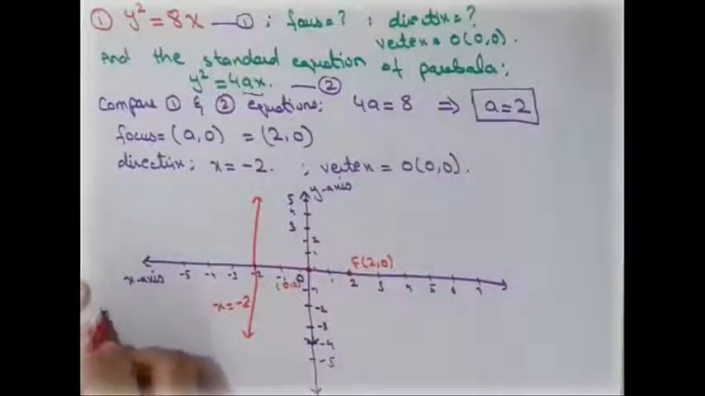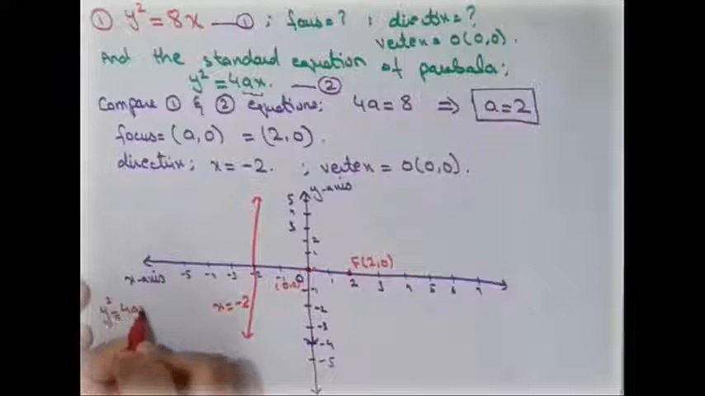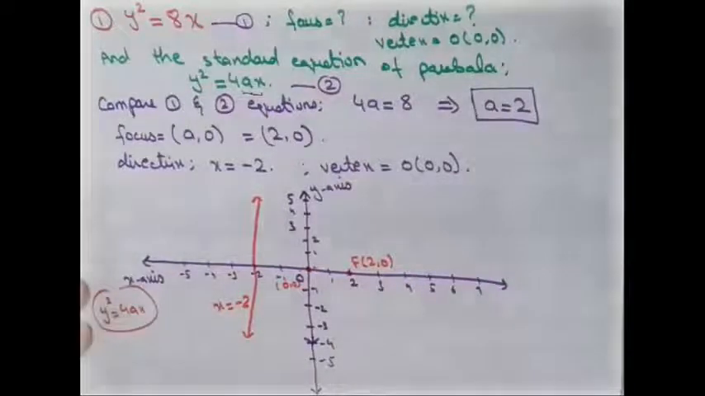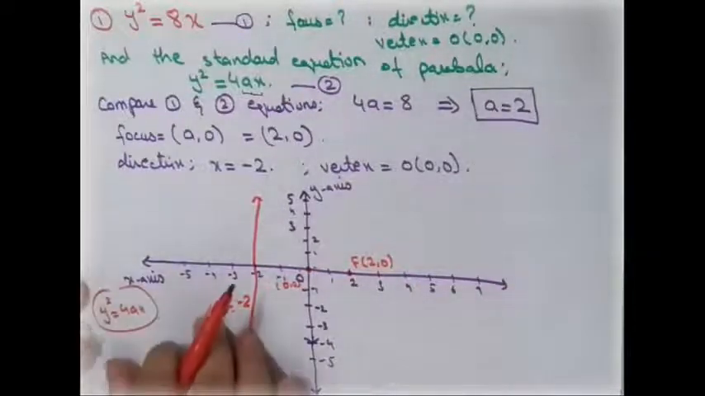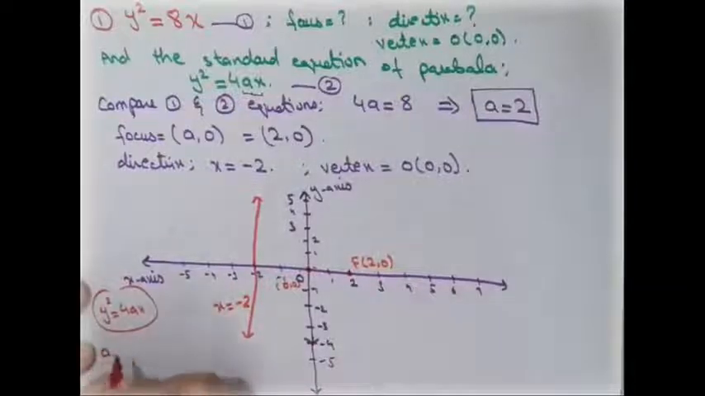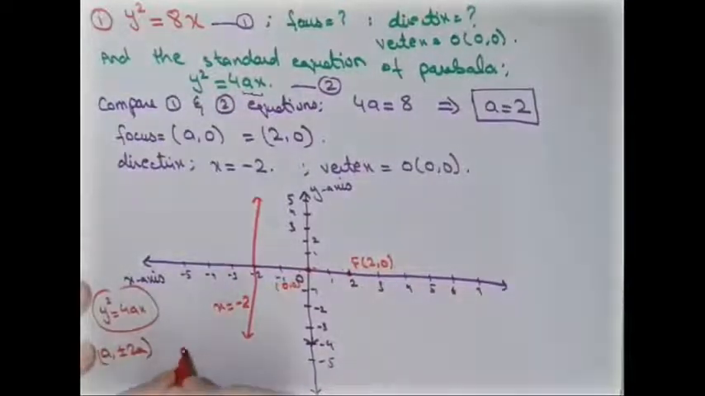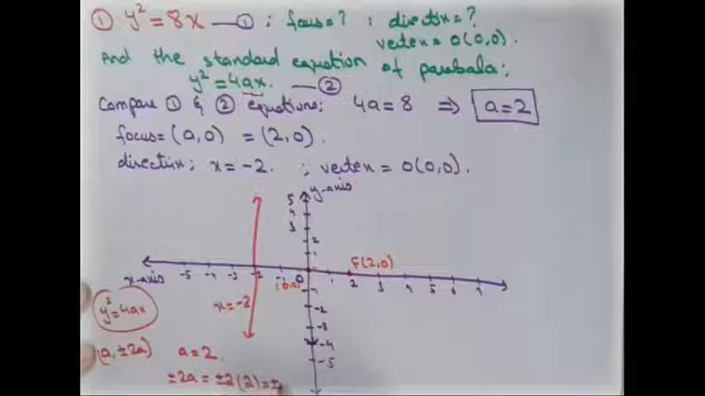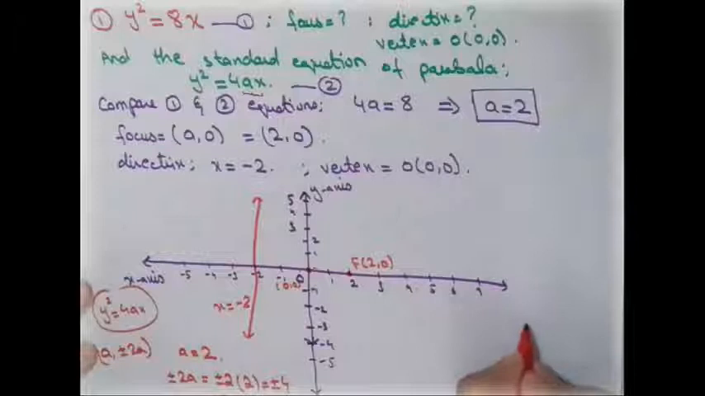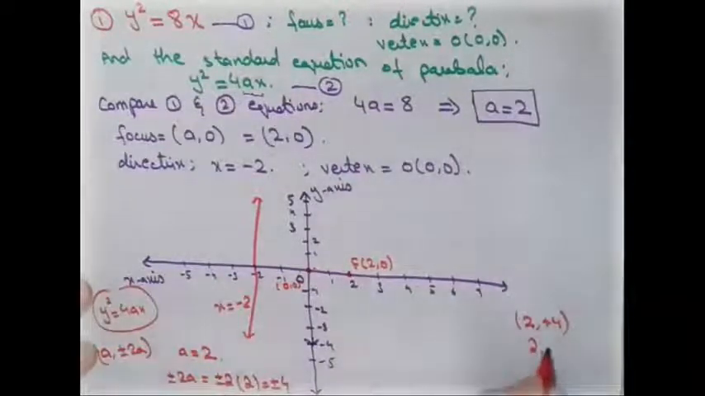If we have the equation y² = 4ax, then the endpoints of a latus rectum on a curve are (a, ±2a). Here a is equal to 2, then ±2a is equal to ±4. So we have these two points, which are (2, 4) and the other point (2, -4).